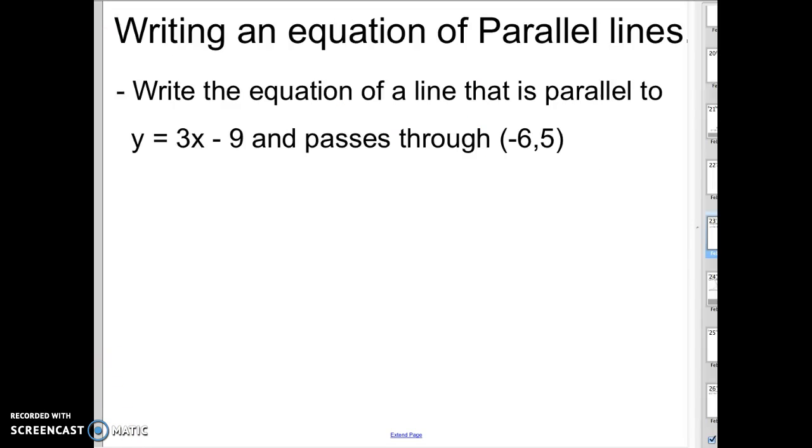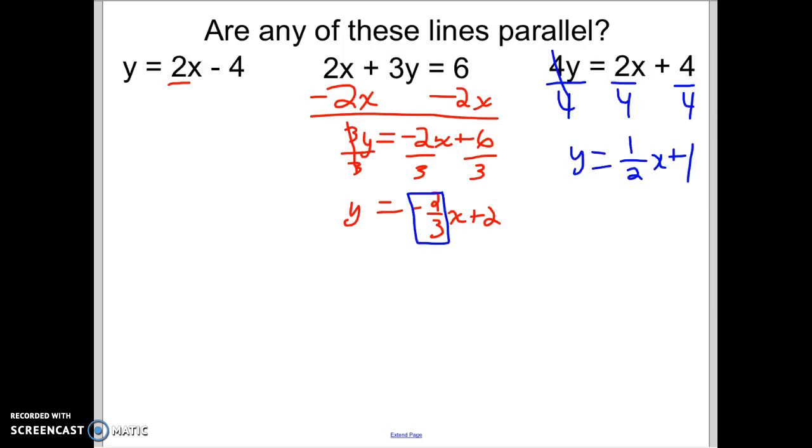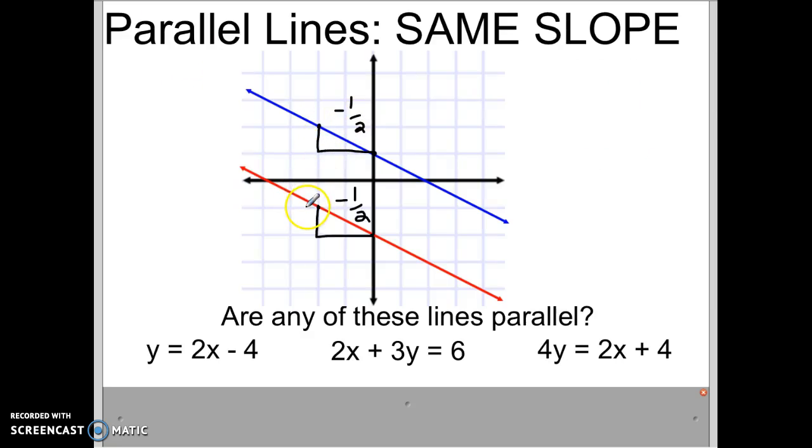Now let's take a look at an example of actually having to write an equation of a line given some information. And the first piece is that we have to write the equation of a line that's parallel to this equation. It also passes through this point. So going back to the original graph, we see that there are 2 parallel lines and they pass through different points. So for instance, if I wanted to write an equation of a line that passed through this point, but it was also parallel to the red line, I would need to know some information. What's the slope? What's the point it's passing through?